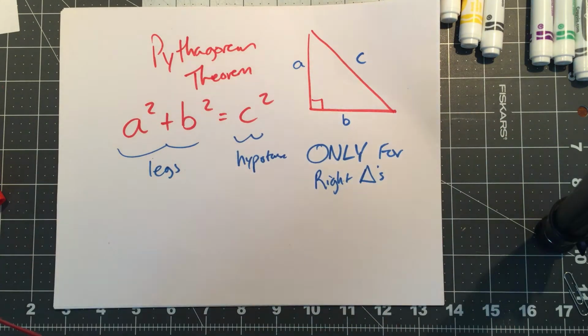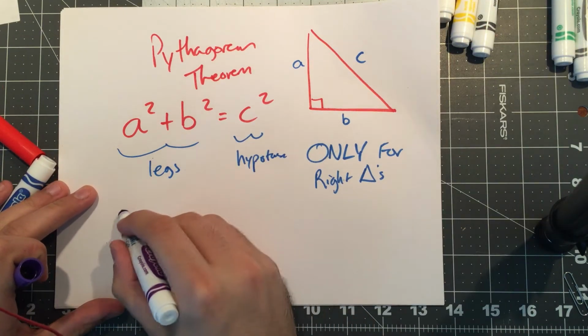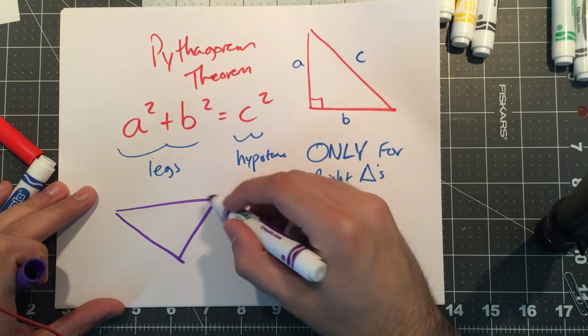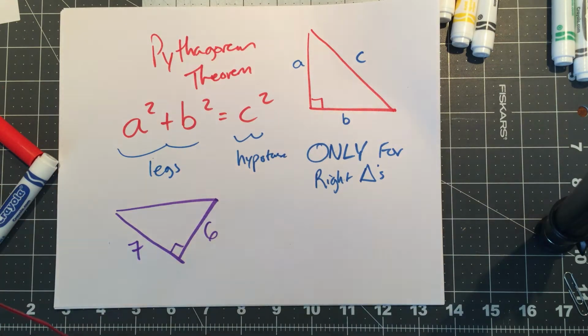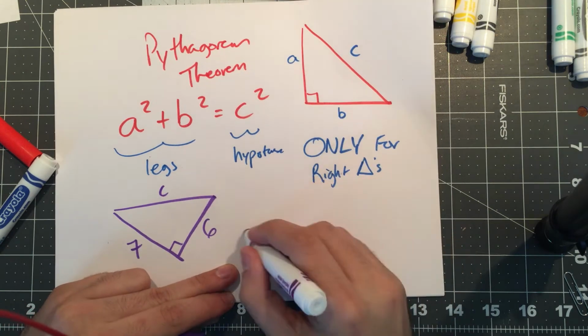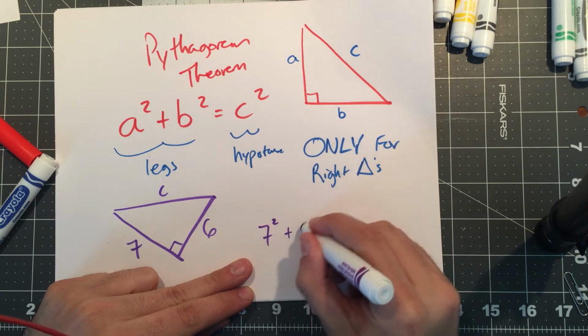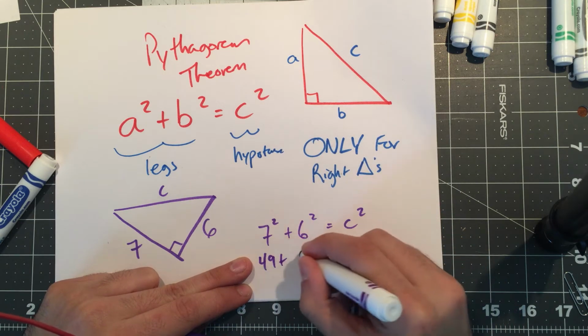Let's do a quick example. If I had some kind of right triangle, I'll do it in this orientation, it doesn't really matter, where this is 6 and this is 7, I can find the length of the hypotenuse. Let me grab my calculator. Call it just c. So 7 squared plus 6 squared equals c squared. That'd be 49 plus 36.